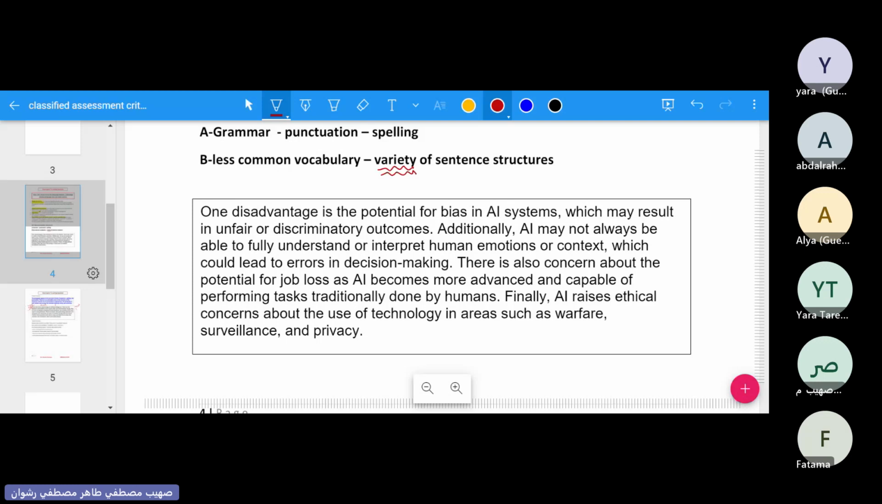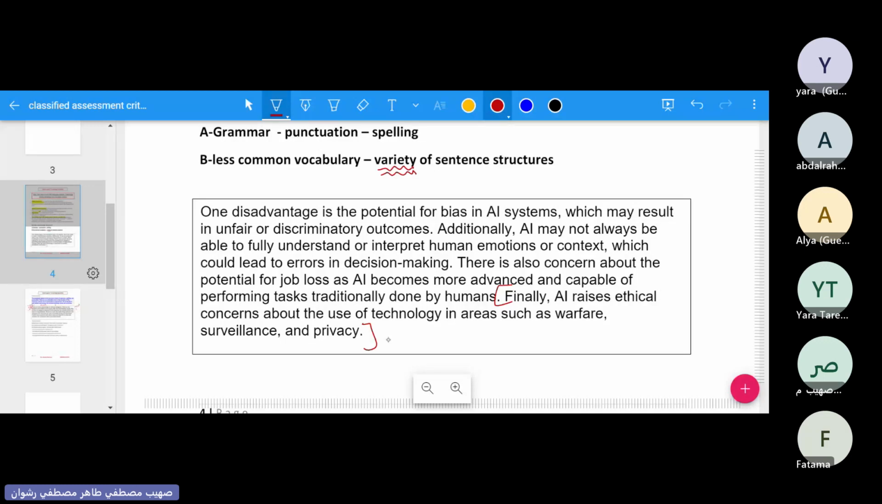Come on, Fatima. Does the student use variety of sentence structures? They didn't use simple. He didn't use simple. Okay, this is the variety. As long as he also used simple, look at the last sentence. Finally, he said here, AI raises ethical concerns about the use of technology in areas such as warfare, surveillance, and privacy. This is one sentence.